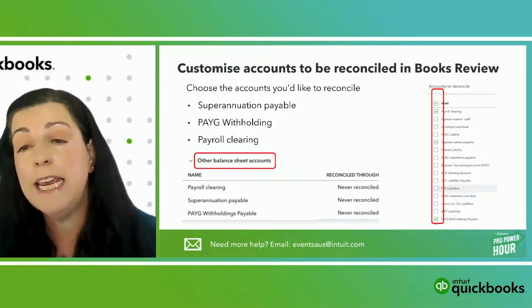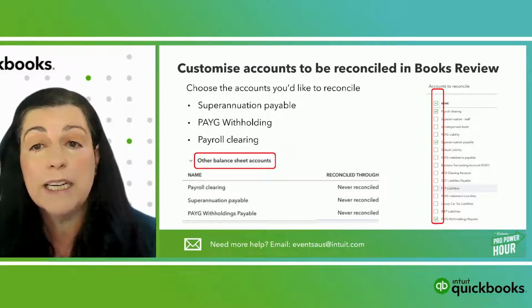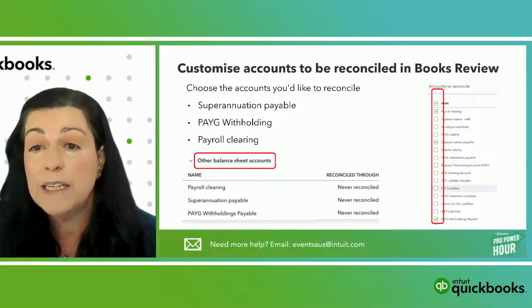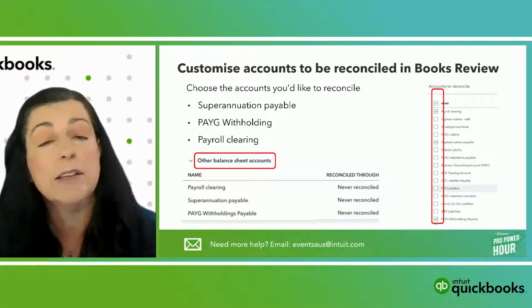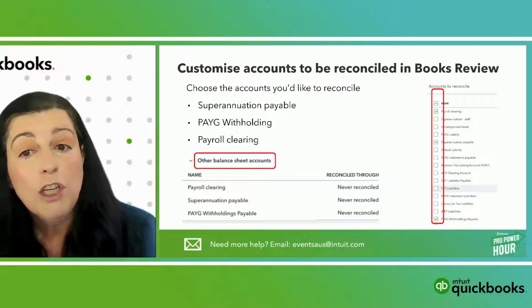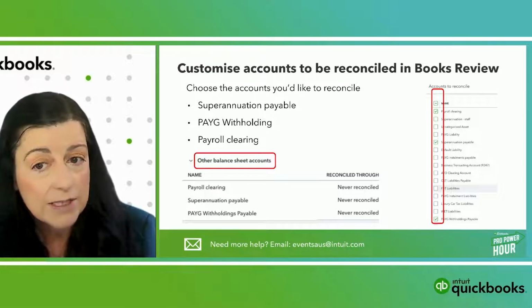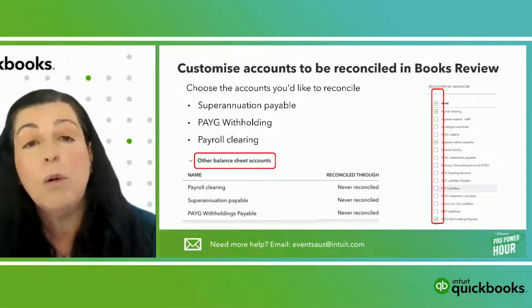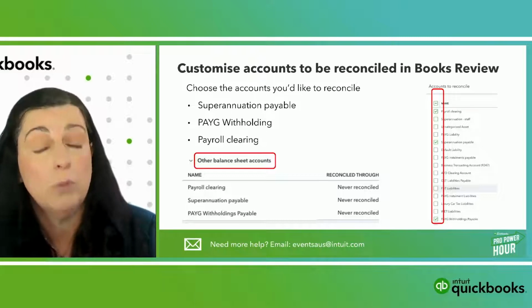You can see on the right-hand side of my PowerPoint here, we've selected payroll clearing, we've selected super payment, and we're selecting the pay-as-you-go withholding accounts. And those are the accounts for this client that we want to reconcile. You'll also see that there's a lot of other liability accounts. So what we want to do is clear them out where they're not relevant to our client, because we want to just look at the accounts that we want to use.